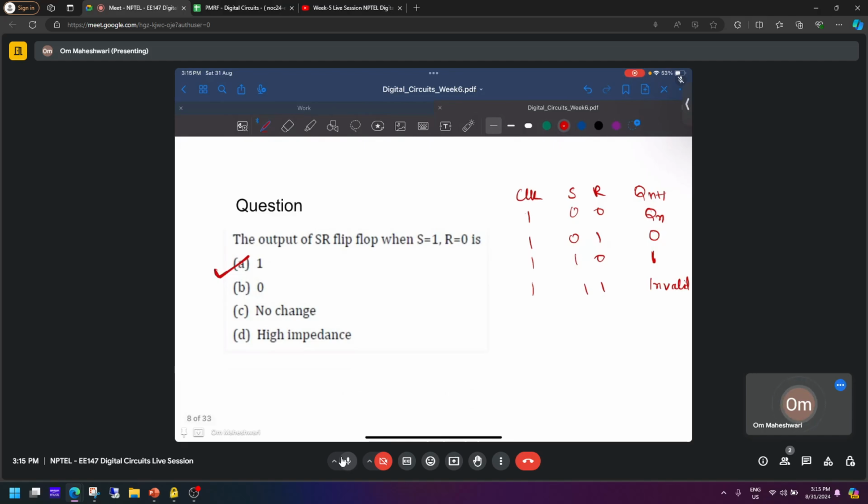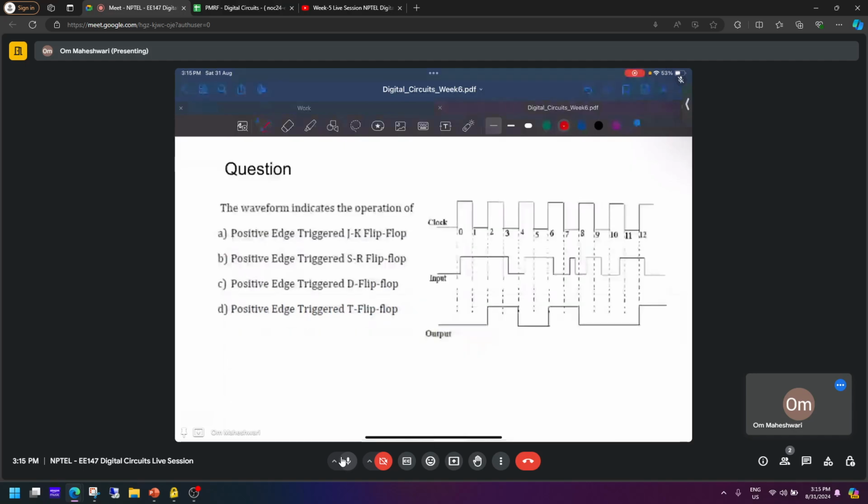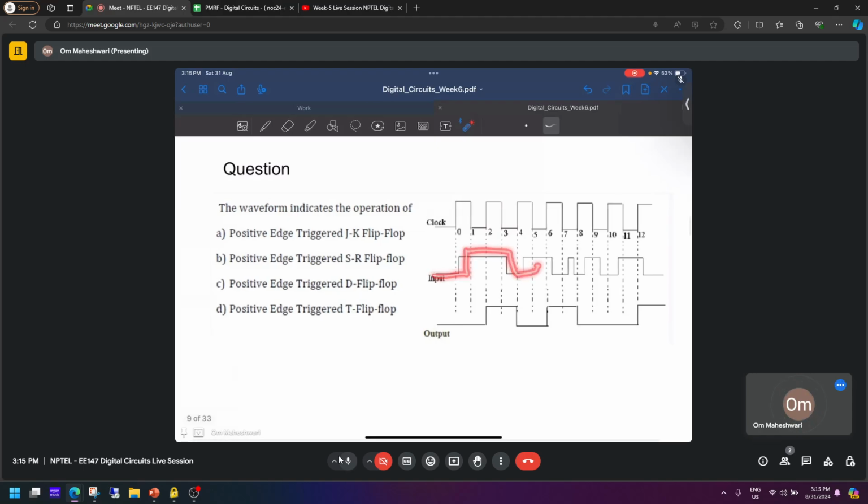Third question is, the waveform indicates the operation of. So we have been given this input waveform and this output waveform and this clock. We have to tell which of these four options corresponds to this clock, input and output state.